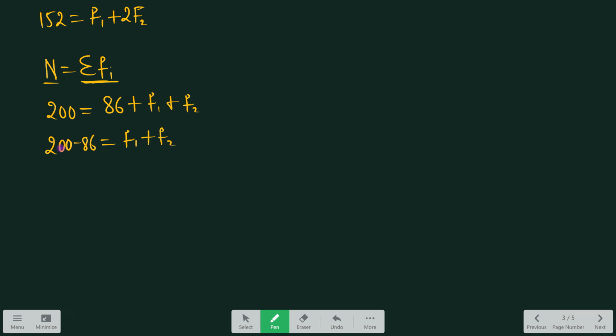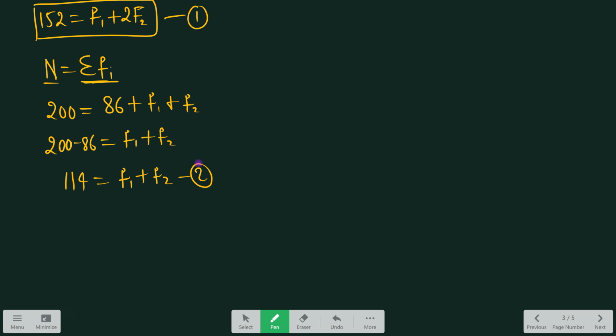First we have to do this one. Then this value we are going to put in the table. So when we subtract 86 from 200, it is going to be how much, students? 114. 114 is equal to F1 plus F2. So we are going to consider this as equation 1 and this as equation 2. Now solving equation 1 and 2 we get.